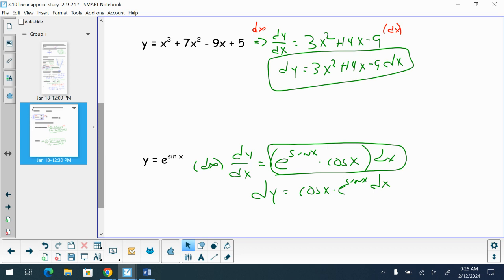Questions you have in regards to differentials? The idea of a differential, approximations, working through approximations? All right. Now on the worksheets I gave you, we're able to do everything?